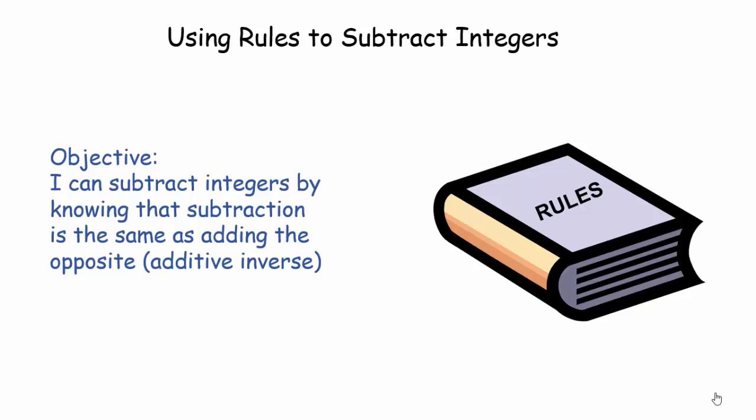Tonight we're actually going to move away from our number lines and just subtract integers using our rules. Here's our objective tonight. I can subtract integers by knowing that subtraction is the same as adding the opposite. The opposite meaning instead of subtracting, you're going to add the additive inverse.